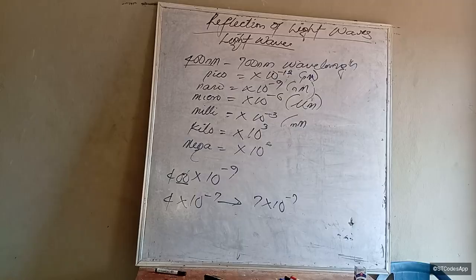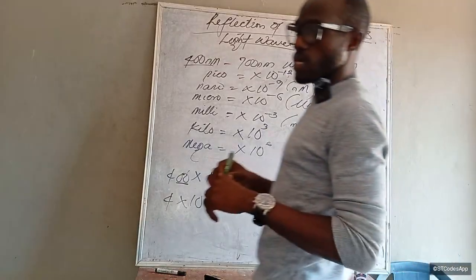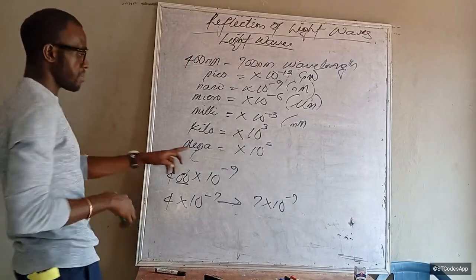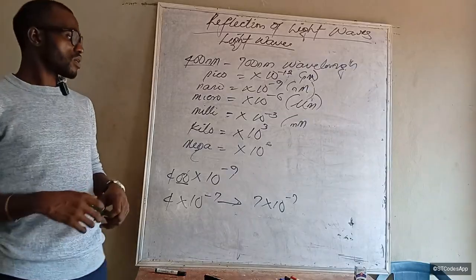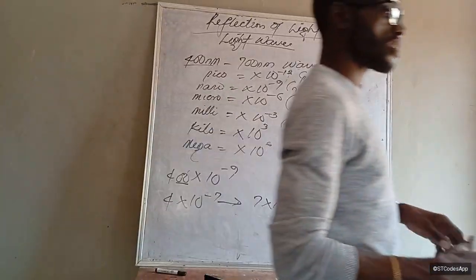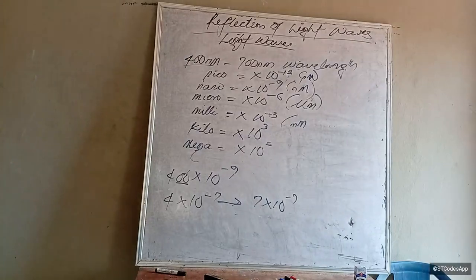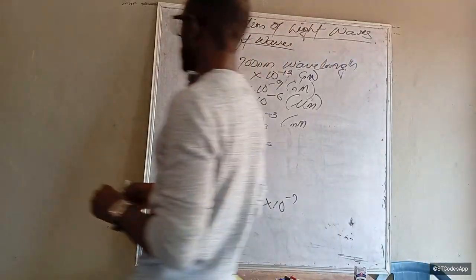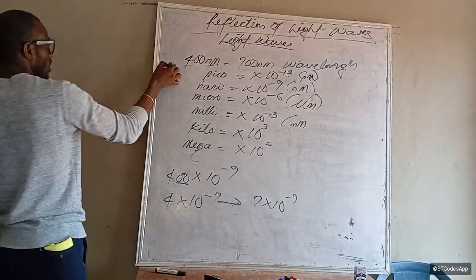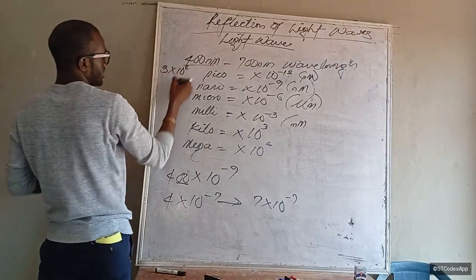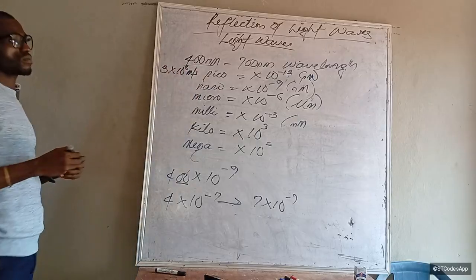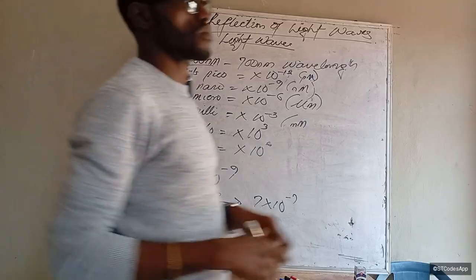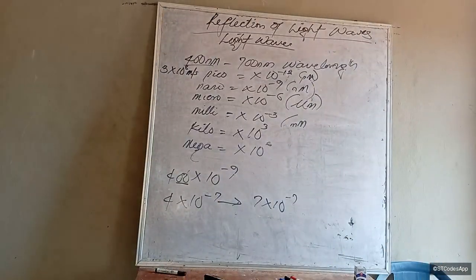Point 3. The speed of light is 3.0 times 10 to the power 8 meters per second. That's the speed of light.